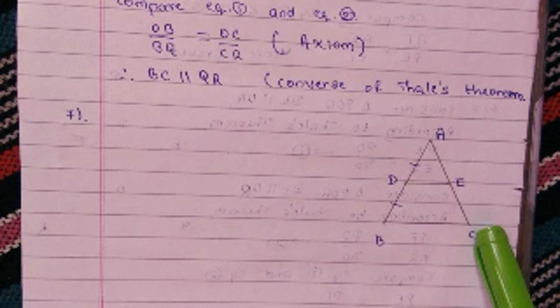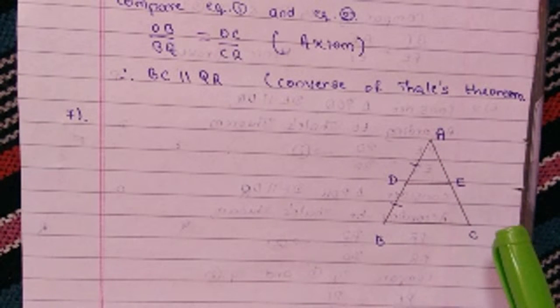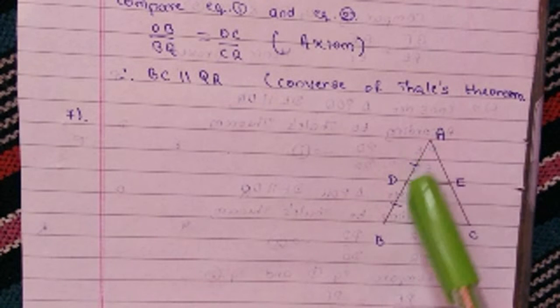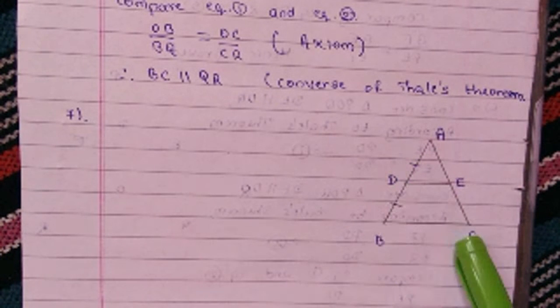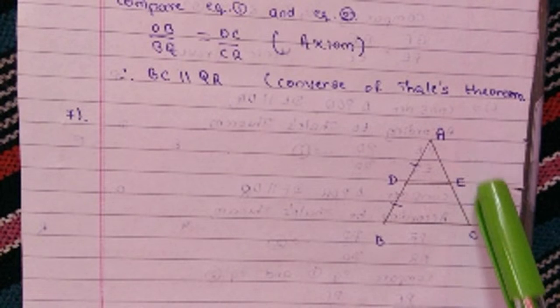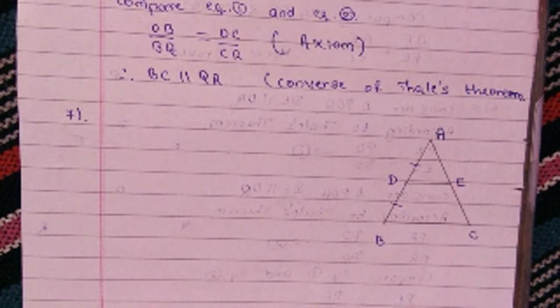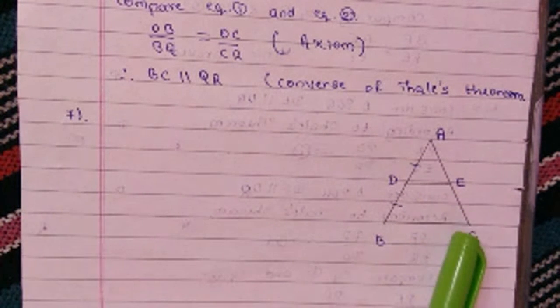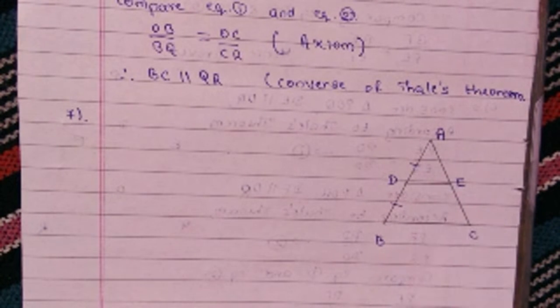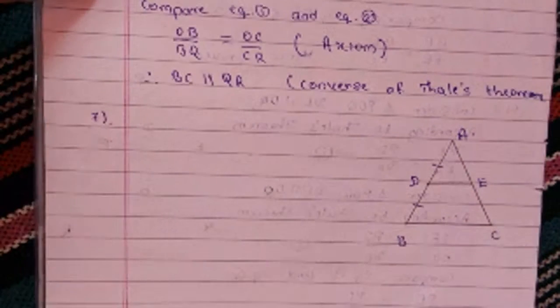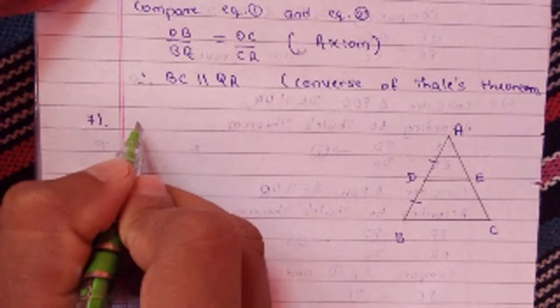So what is the given data? The given data is D is the midpoint of AB and line DE is parallel to BC. Now we have to prove E is the midpoint of AC. That means we have to prove AE equals EC. When AE equals EC, E is the midpoint of the line AC. First I will consider the given data.